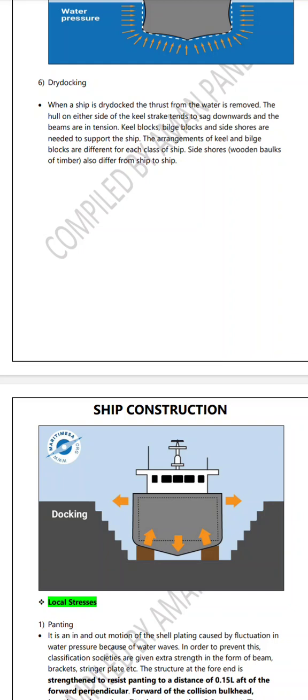I repeat, when a ship is dry docked, the thrust from the water is removed, the hull on either side of the keel strake tends to sag downwards and beams are in tension. Now, keel blocks, bilge blocks and side shores are needed to support the ship. The arrangement of keel and bilge blocks is different for each class of ship.